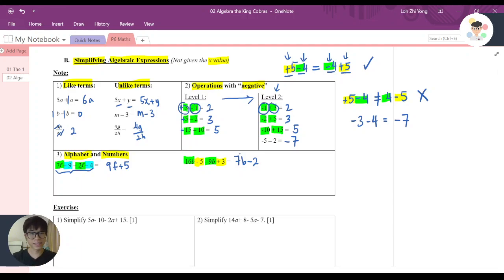Okay, so I hope you understand the concept of how we do simplifying. Especially, you must know this: the like terms, unlike terms, operations with negative, and of course, the basic simplifying with the alphabet and the numbers. Okay, so I hope you learned something and this will help you in tackling some other questions. Thank you. See you. Bye bye.